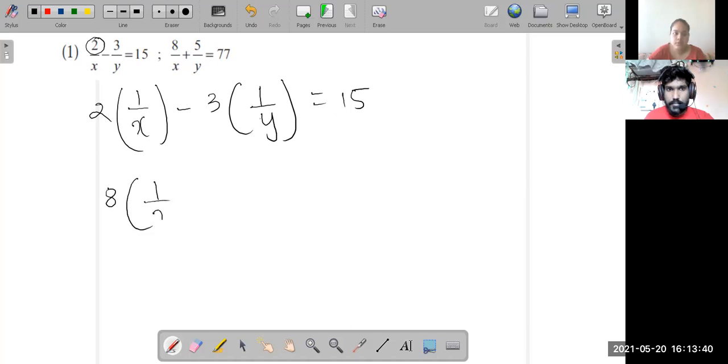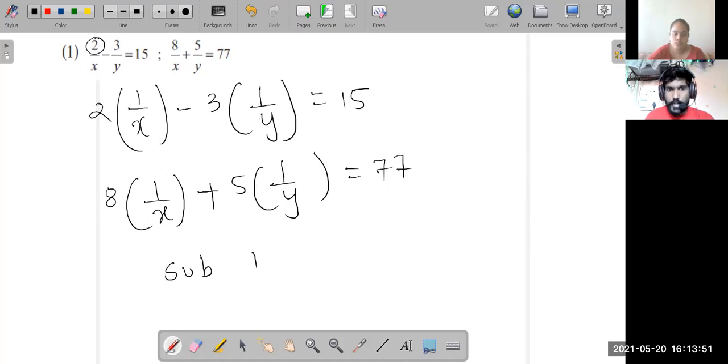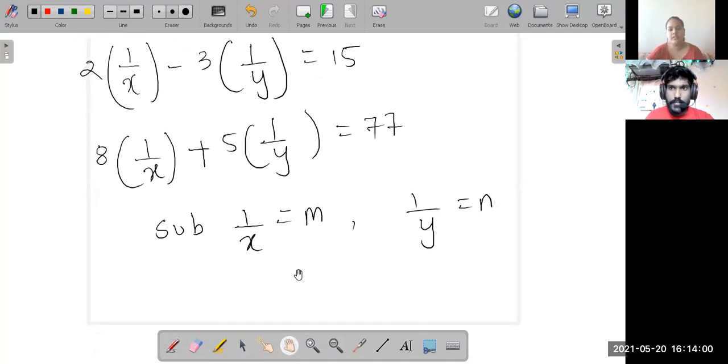8 into 1 upon x plus 5 into 1 upon y. And after this step, you'll do the substitution. So you substitute 1 upon x as m and 1 upon y as n. So what will be your new equations? I can do that. Okay, good. And then the new equations you can solve by simultaneous equations or Cramer's rule. Cramer's rule. Whatever you feel is easy, do that.